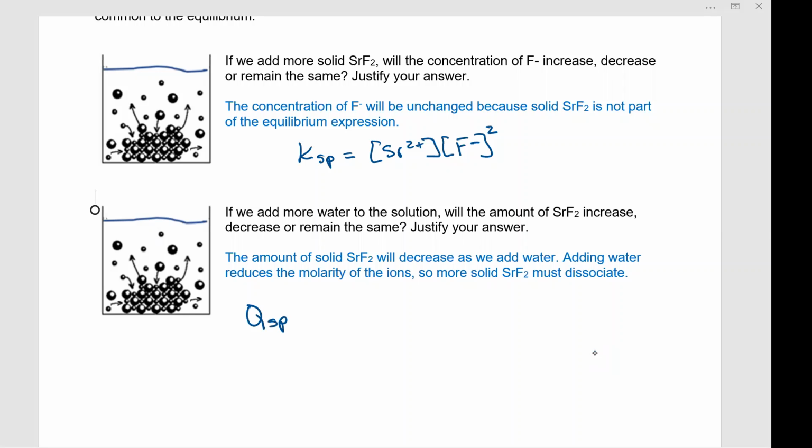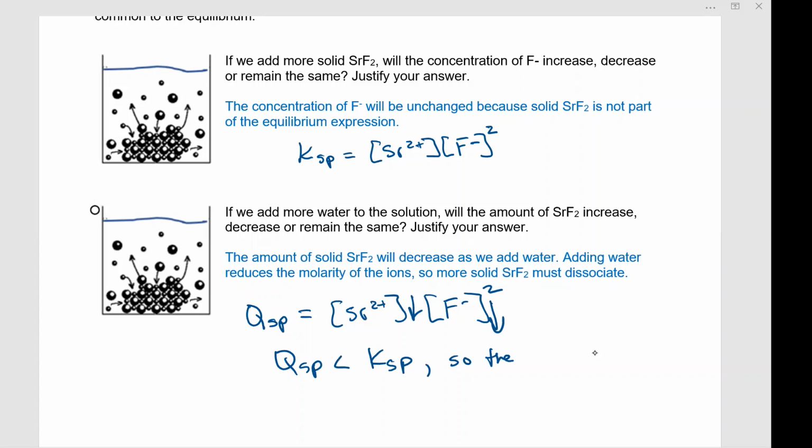So we have Qsp, and what's going to happen is our Sr2+ concentration has gone down, as has the F- concentration. So that means that now Qsp has to be less than Ksp. So the reaction has to proceed in the forward direction to form more product. So Qsp is less than Ksp.